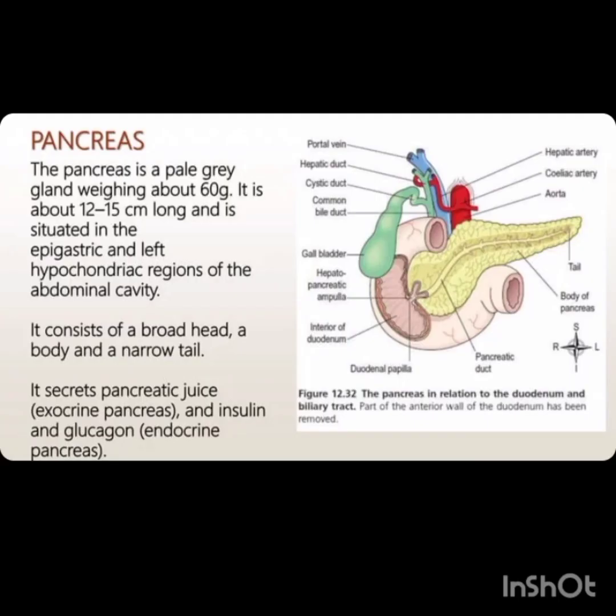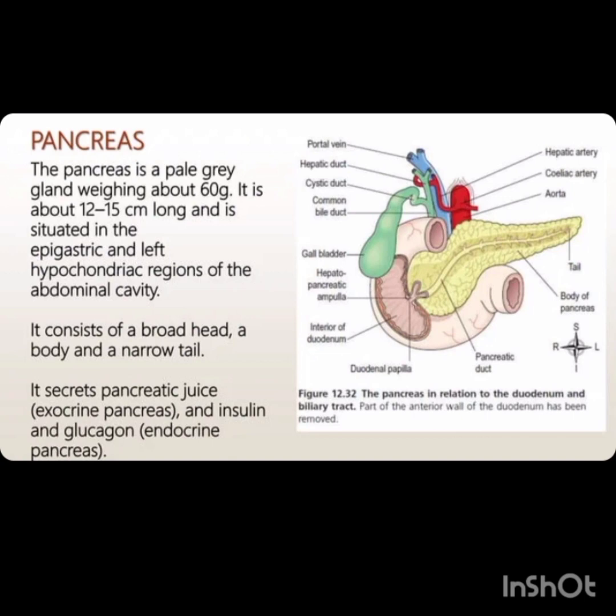Next part is the pancreas. It is a pale grey gland weighing about 60 grams. It is situated below the stomach, my dear, and its length is about 12 to 15 centimeters. It lies in the epigastric region extending to the left hypochondriac region. It consists of a broad head, body and a narrow tail. Head, body and tail. And it secretes pancreatic juice.